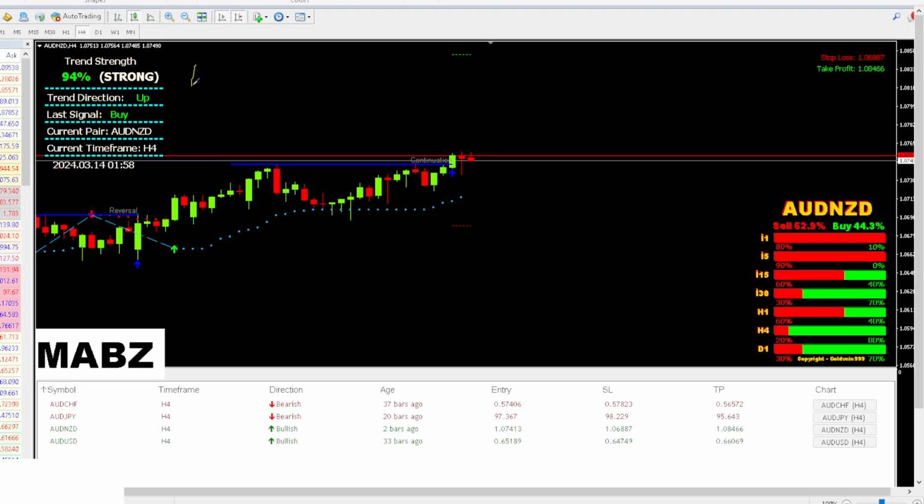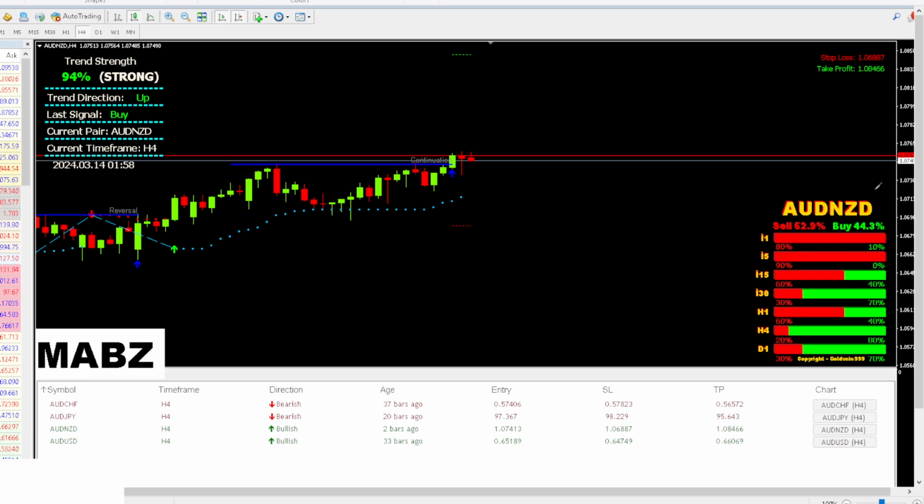Number 1, you need to look to the top left, which is up here. Then you need to find a strong uptrend, which means that the market is going to go up and you need to be looking for buy trades.